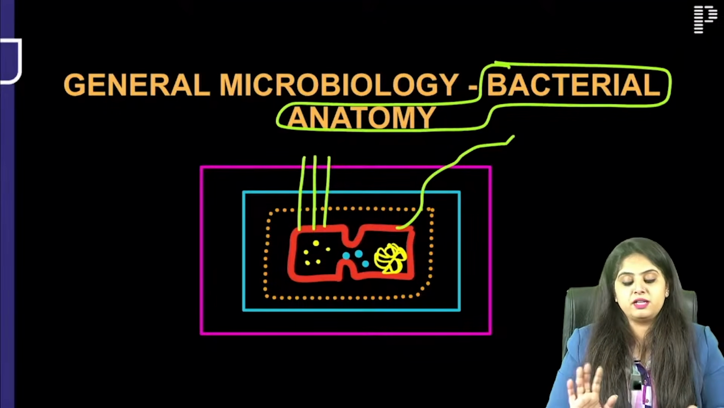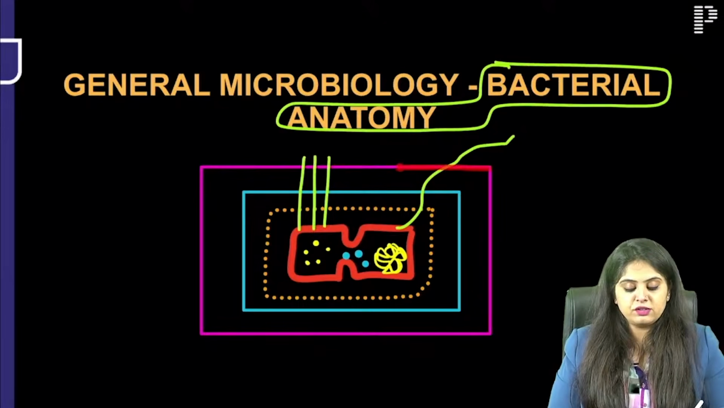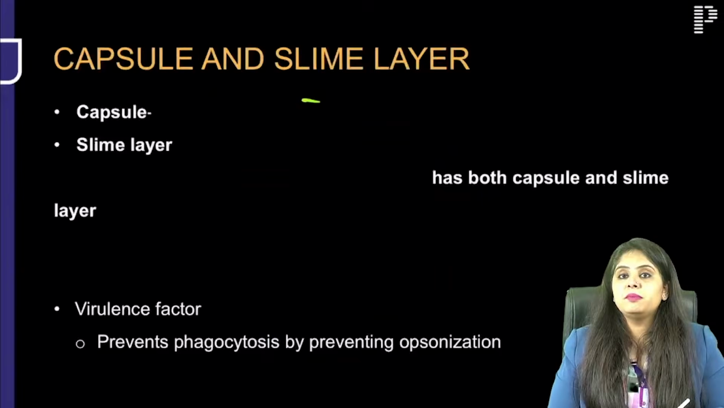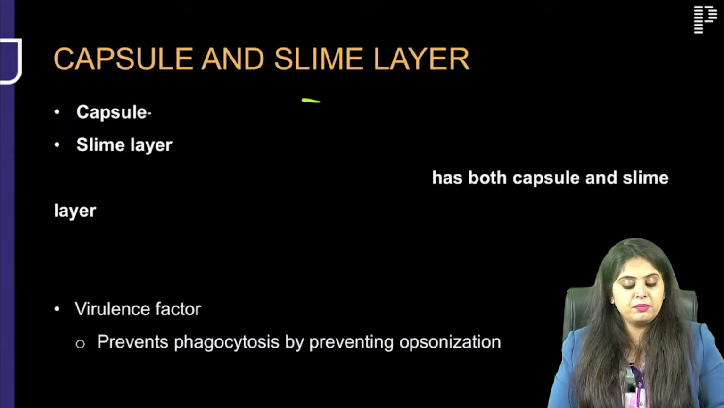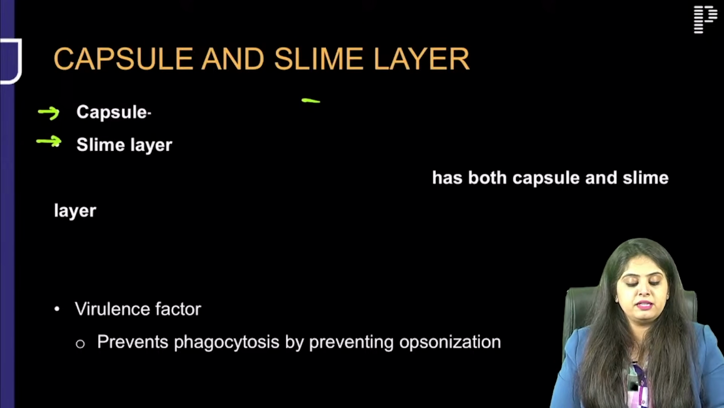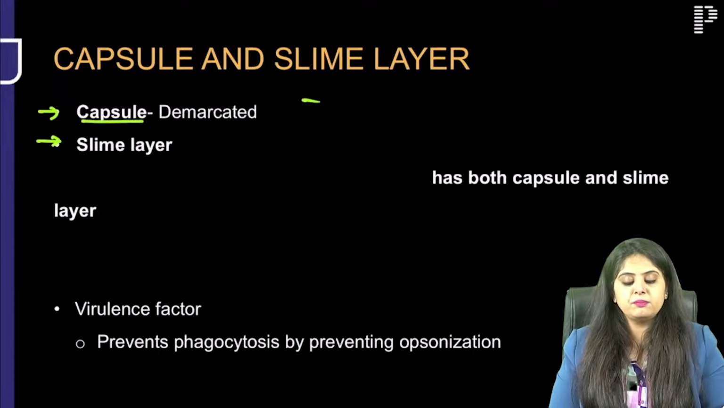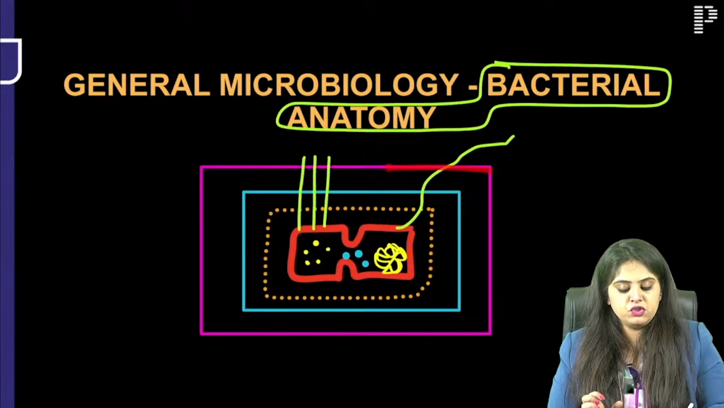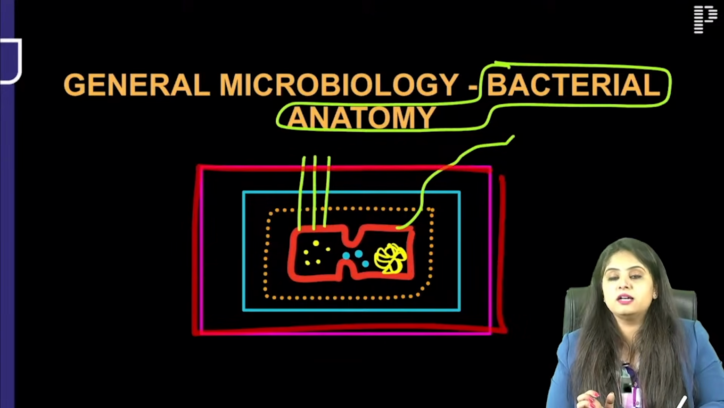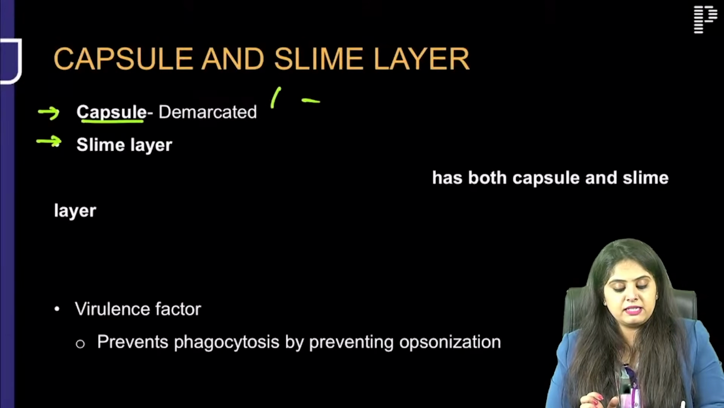This is your next 1 hour. So I start off with what? I start off with the outermost layer, and that is known as a capsule. Some people call it a capsule and some people call it a slime layer. Firstly, what is a capsule? Capsule is something which is very well demarcated, like I have made over here. It is a rigid covering of the bacteria.